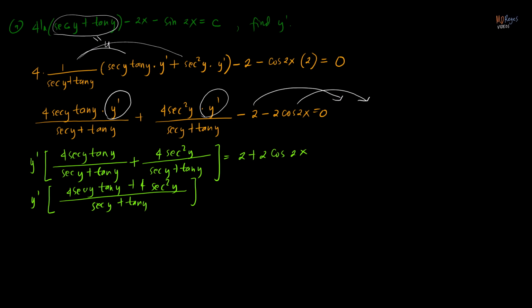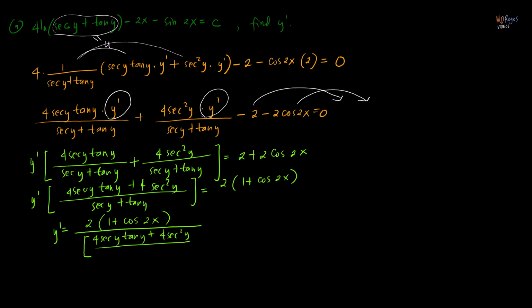Okay, we can factor out 2 from the other side of the equation. 2 times 1 plus cosine of 2x. Right, so dividing both sides of the equation by the expression inside the set of brackets, we'll have y prime equals 2 times the quantity 1 plus cosine of 2x over the expression inside the bracket, 4 secant of y tangent of y plus 4 secant squared of y, all over secant of y plus tangent of y.